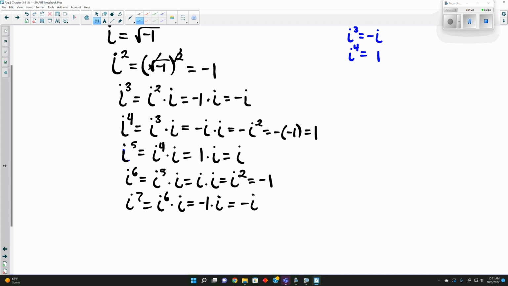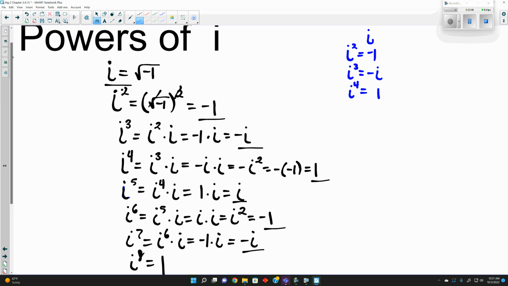I cannot take this home and show my mom, she's gonna be like, what in the world? And guess what? What do y'all think i to the eighth is? I bet it's like 1 or negative 1. How am I supposed to remember that pattern?